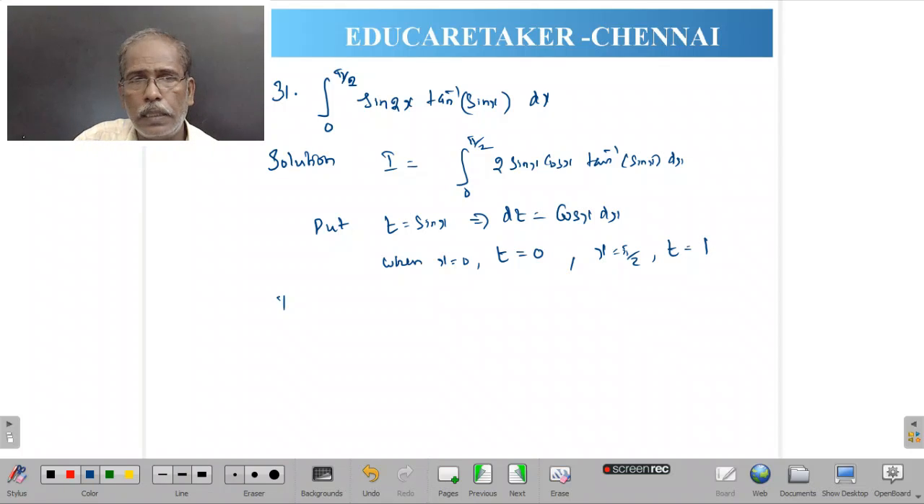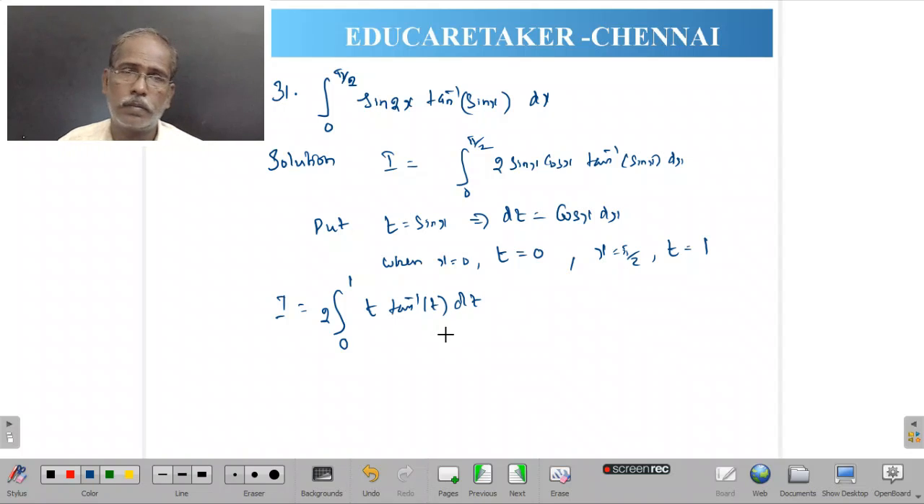So the integral would be written with the new limits. Lower limit 0, no change. Upper limit 1. You can take 2 outside. Sin x is t and cos x dx is dt. So t tan inverse of t dt. Now we can apply integral by parts.